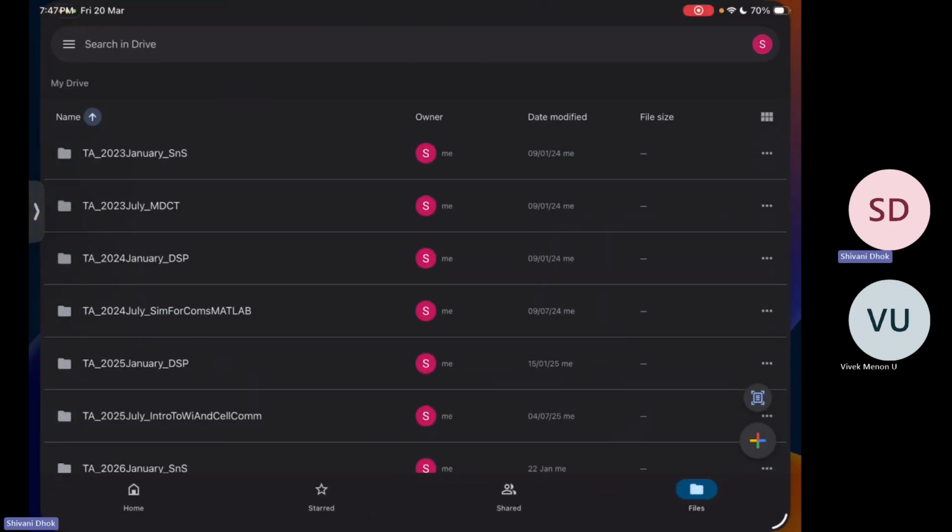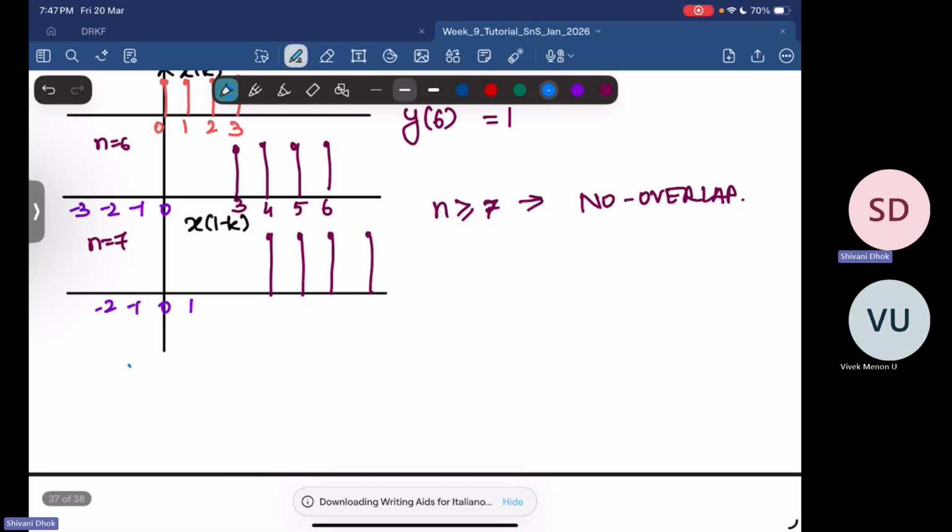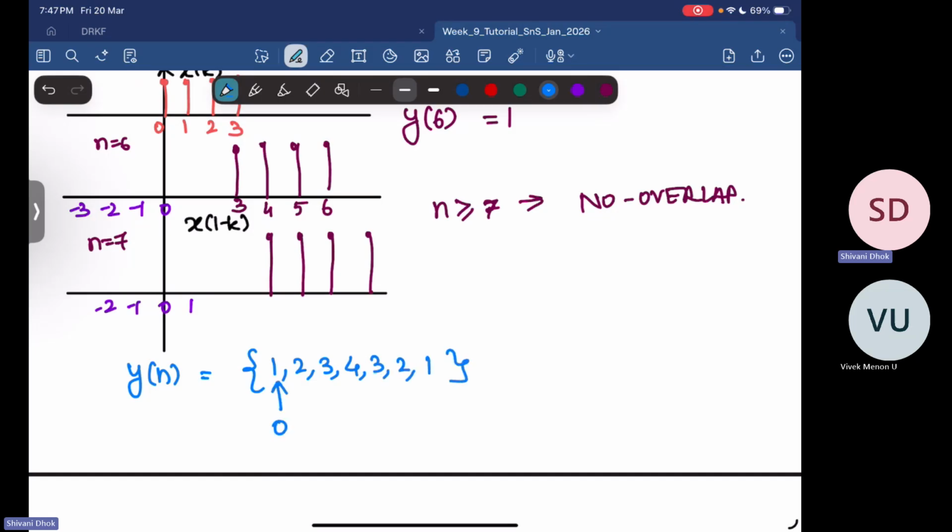And for n equal to 7, your things will start from n equal to 4. And now for n greater than or equal to 7, there won't be any overlap. So how does your y of n look? Your y of n is basically equal to 1, 2, 3, 4, 3, 2, 1, and this starts from 0.